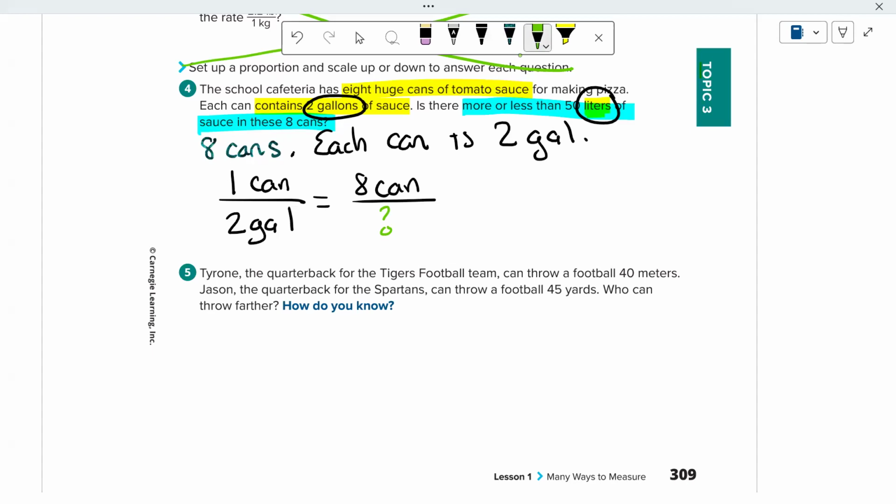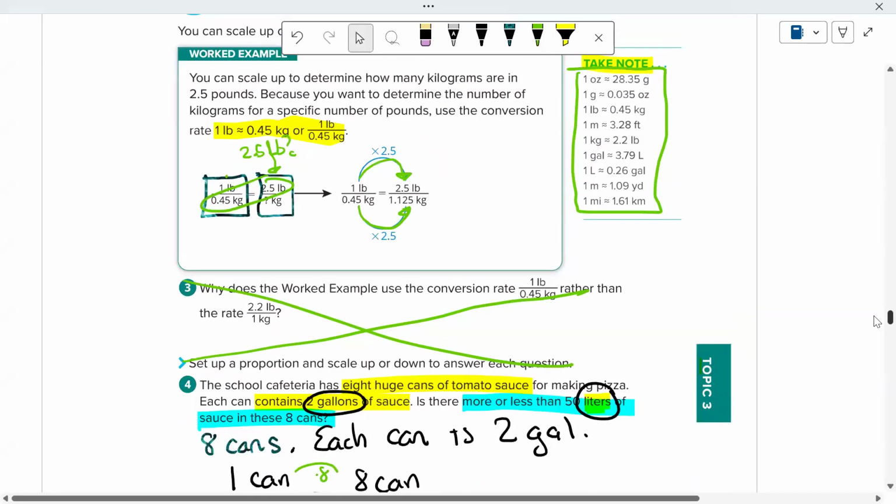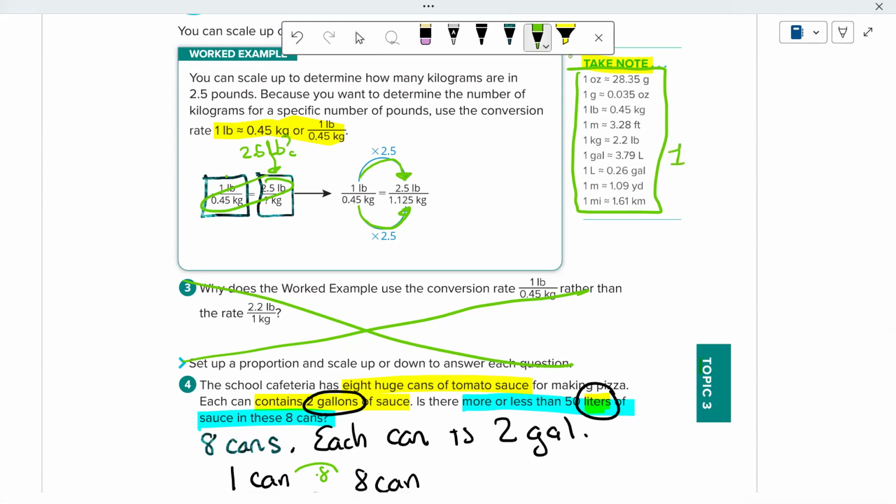So I need to solve for this. Obviously, 1 times 8, so 2 times 8, and that will give me 16 gallons. I want 50 liters. So how many gallons make a liter is the important thing. I believe, what was it? Go back here. How many gallons make a liter? 3.79. For every 1 gallon, there's equal to 3.79 liters, approximately, I should say.